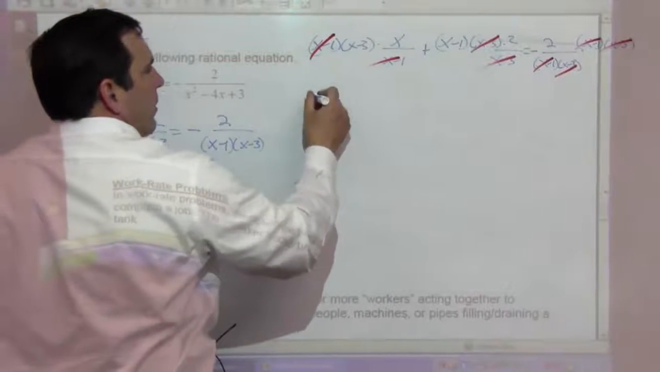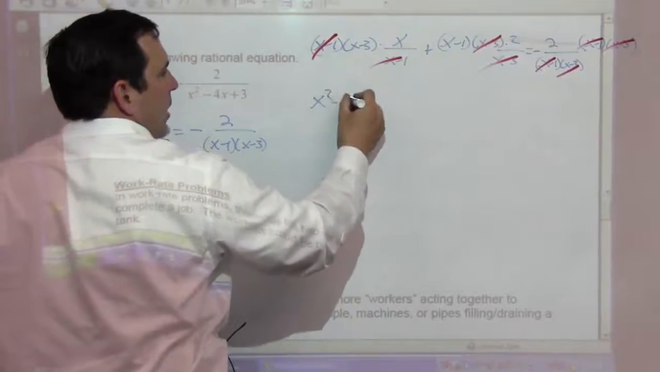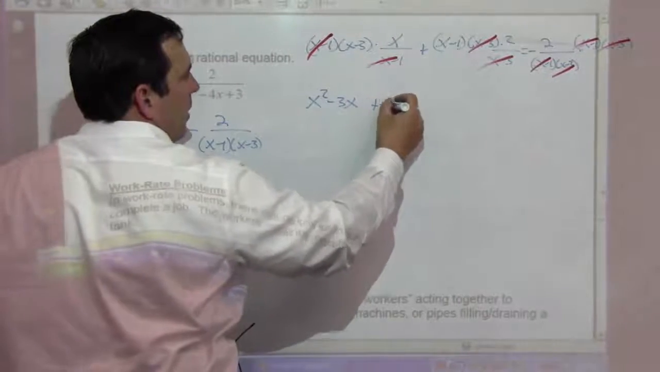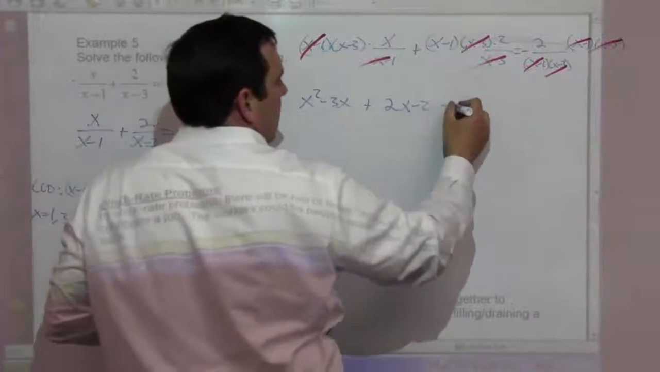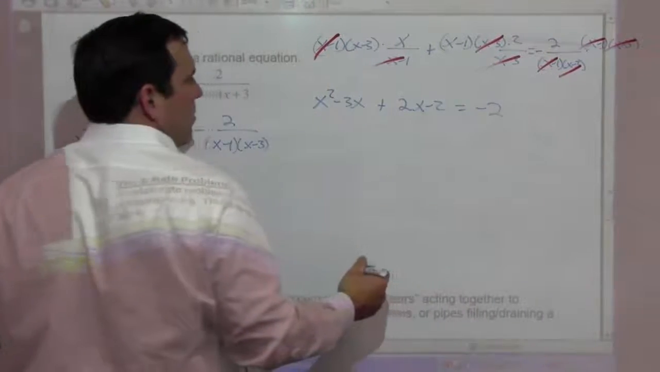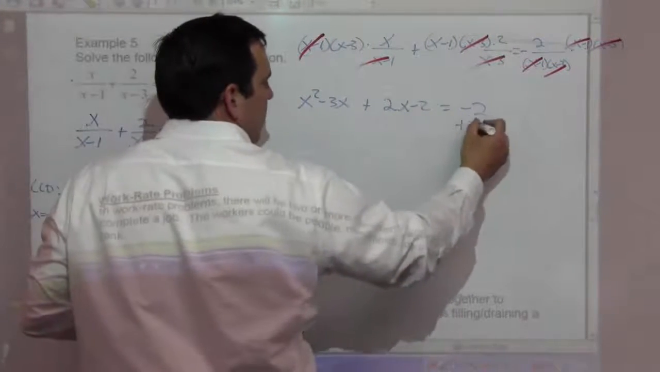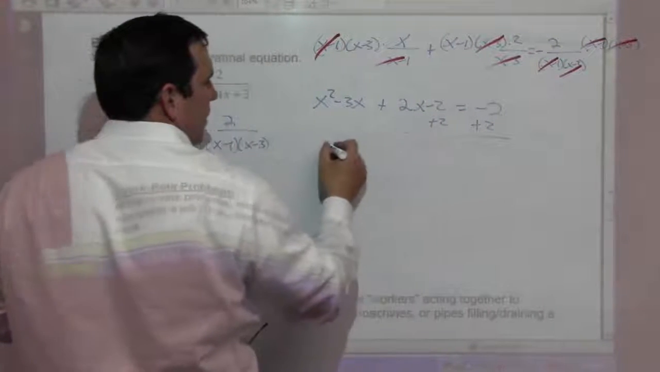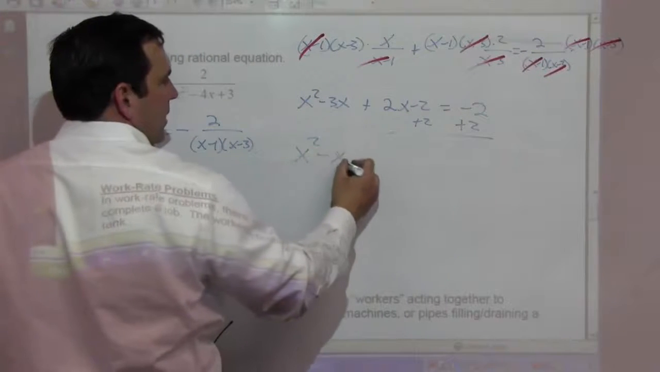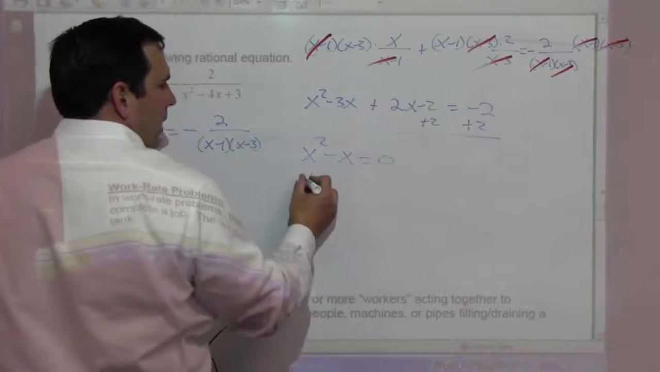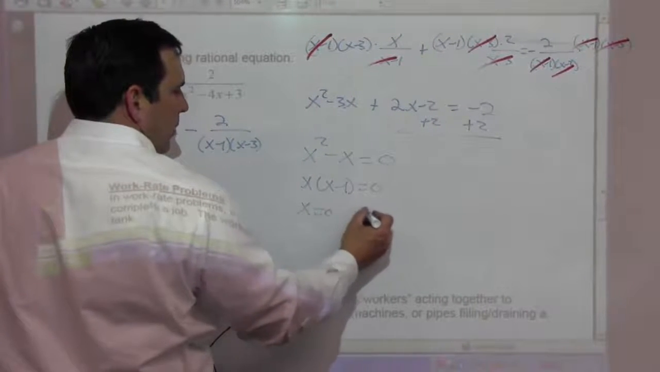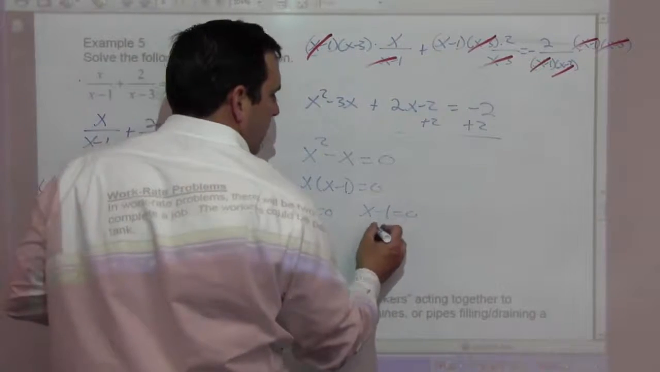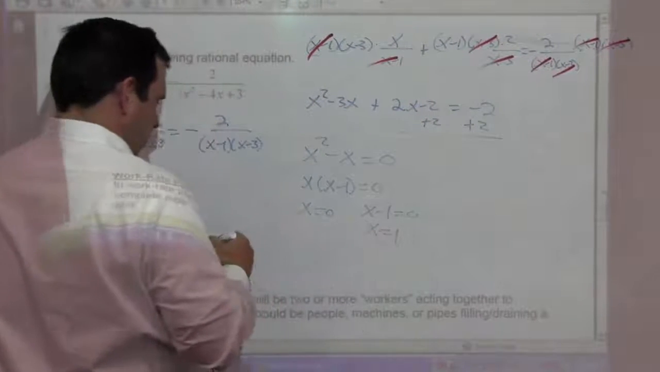So we have x minus 3 times x is x squared minus 3x, plus x minus 1 times 2 is 2x minus 2, equals negative 2. So I'm going to add 2 to both sides. This is x squared minus x equals 0. x times x minus 1 is 0. x equals 0. x minus 1 is 0, so x equals 1.